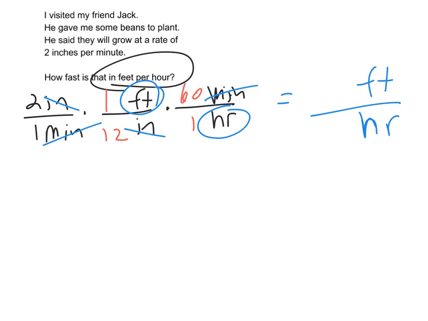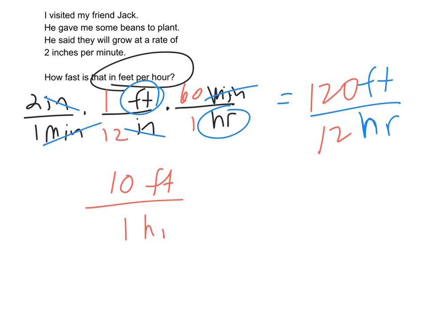So we multiply straight across, and we get 2 times 60 is 120 on the top, and 12 on the bottom. Divide that out because I want to know per hour, not per 12 hours. So that gives me 10. That gives me 10 feet per 1 hour.